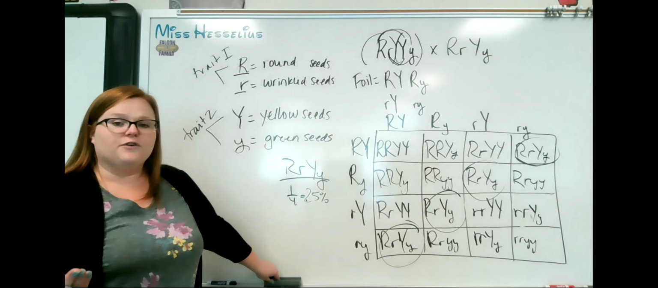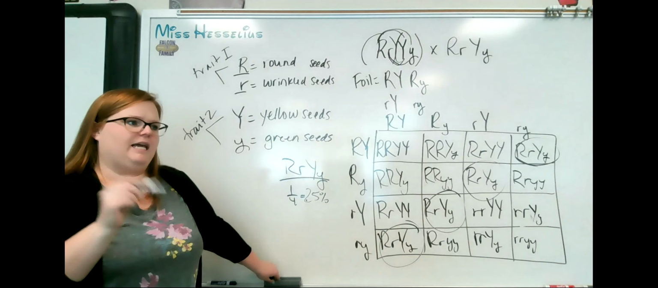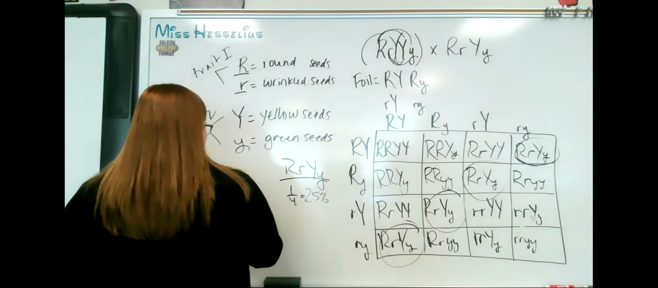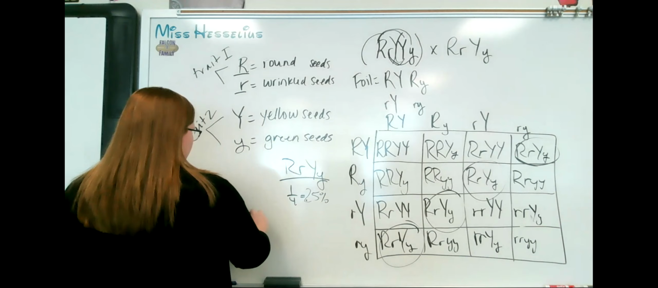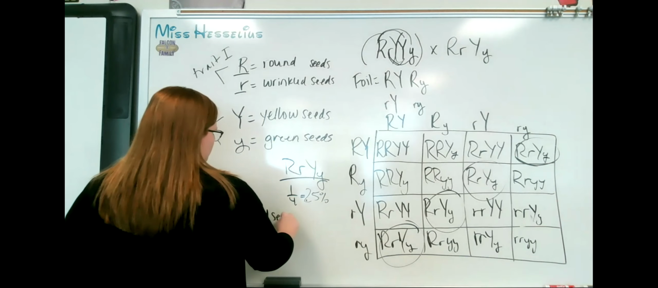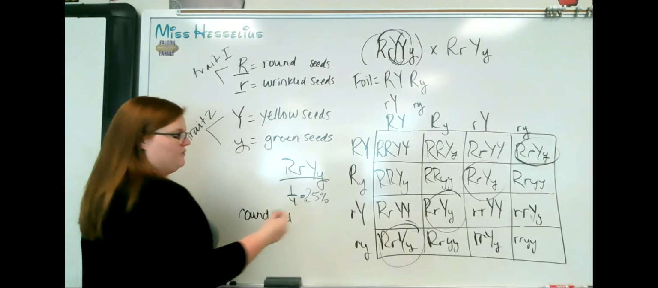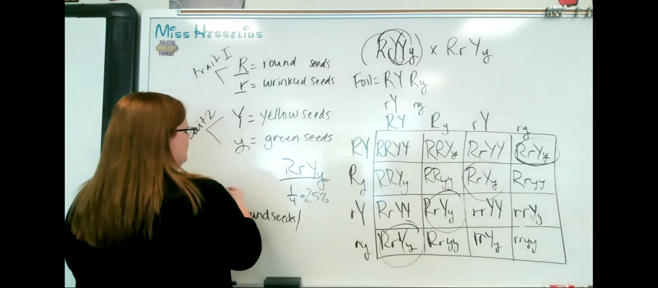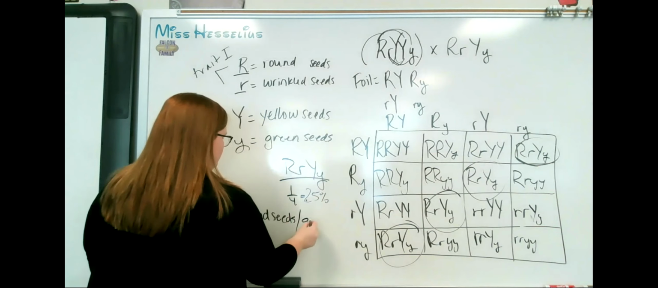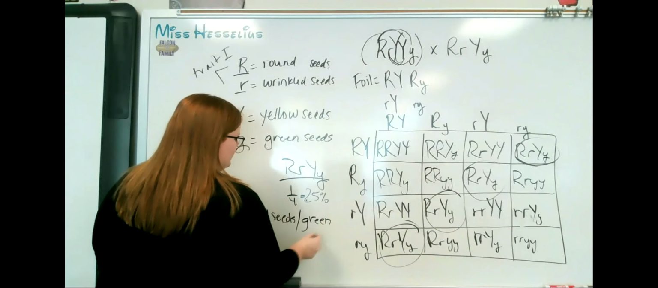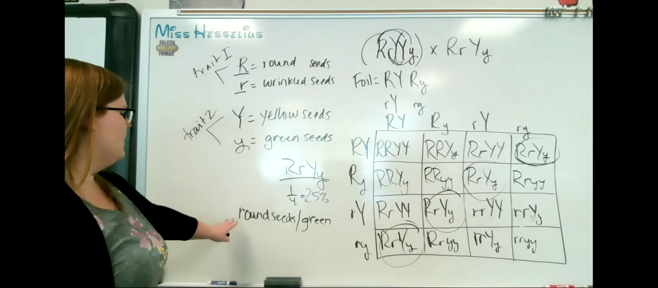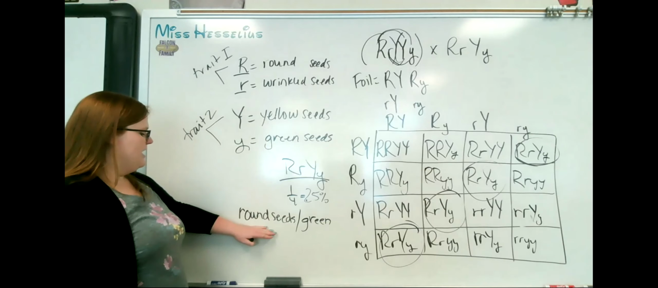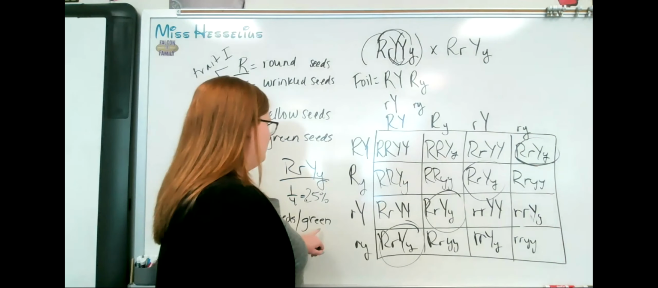It could also ask you for a phenotype. So what are the chances of getting a kid or a baby offspring that has round seeds? Since we're talking about plants, it's weird to say baby. Offspring with round seeds, and the second trait, let's say green seeds. So what are the chances of getting round and green offspring?